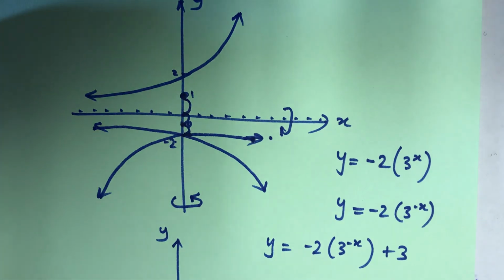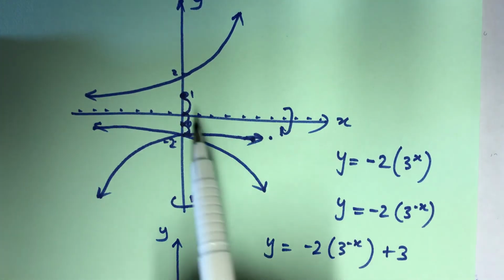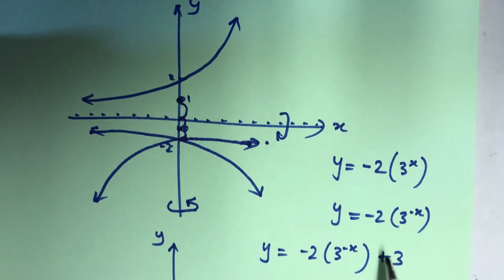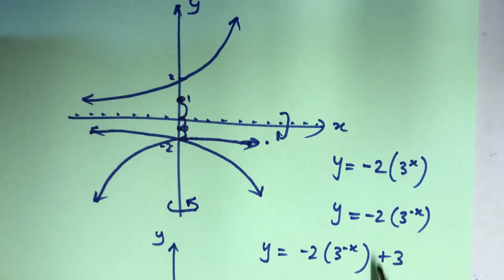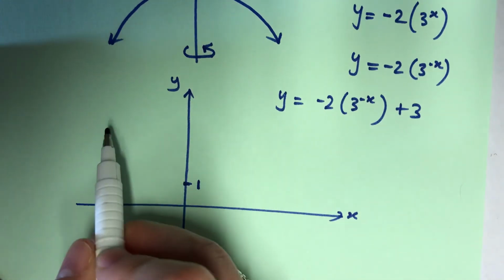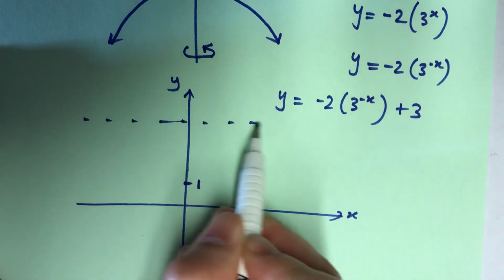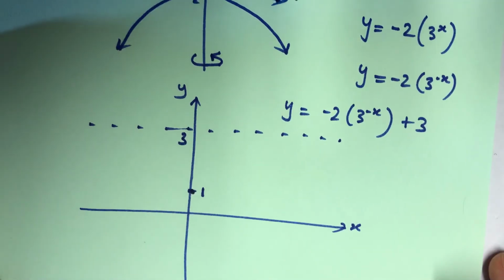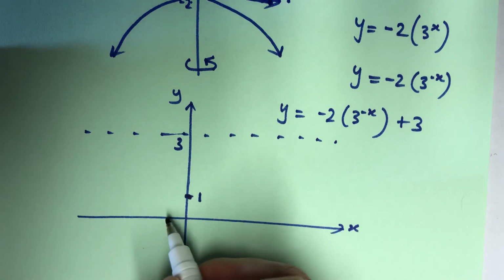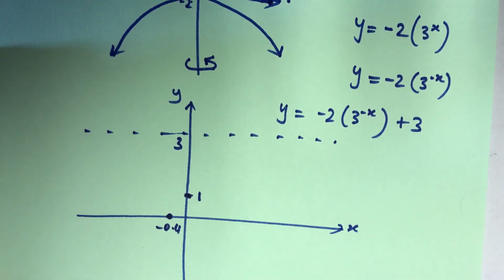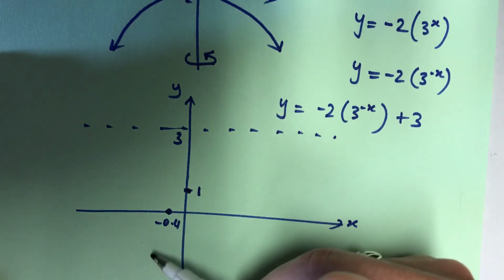Now, where is my asymptote going to go? My asymptote is still the same because it's going to be 3. So that doesn't change. So I'm going to put my 3 here. And again, the x-intercept will be the same as before.